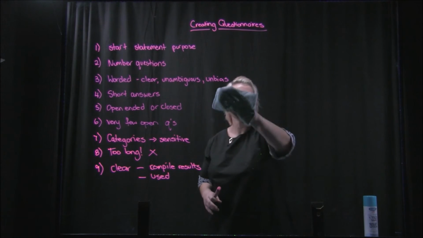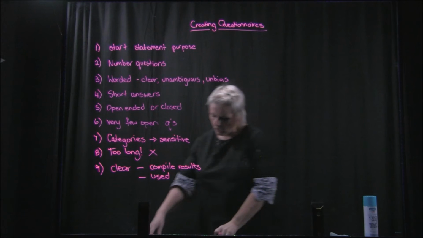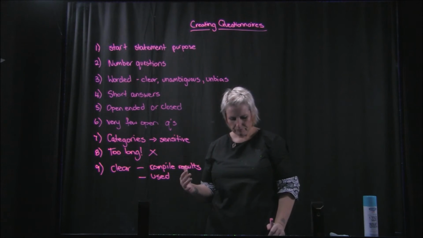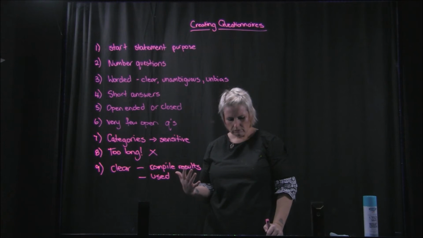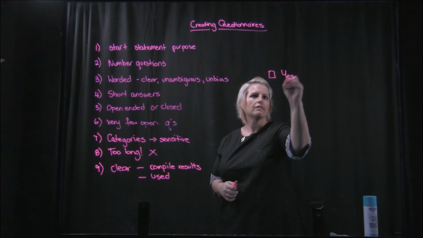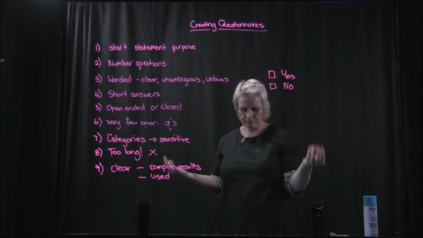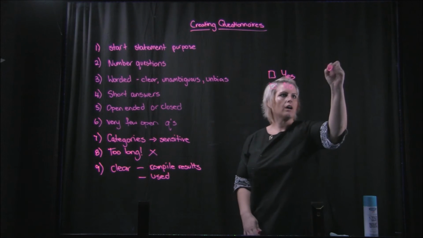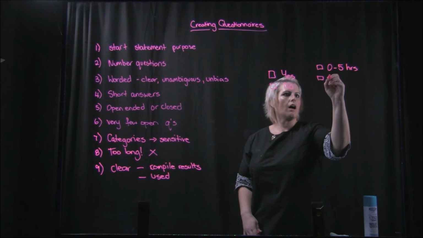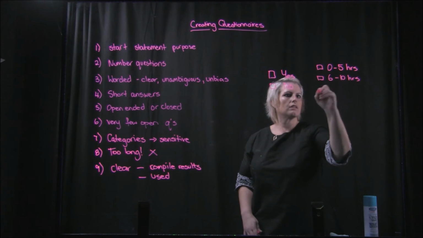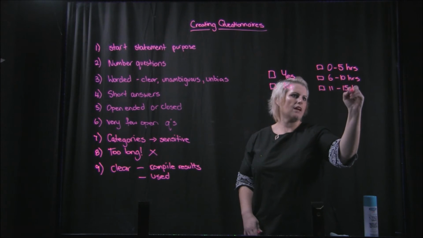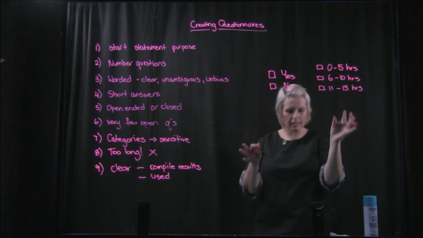So let's just get rid of this. Okay, so basically question structuring. We've got, most of the time, options. So here's a box, yes or no. Or they can go 0 to 5 hours, 6 to 10 hours, 11 to 15 hours. Okay, and then they get to choose. So that's an example of a range.